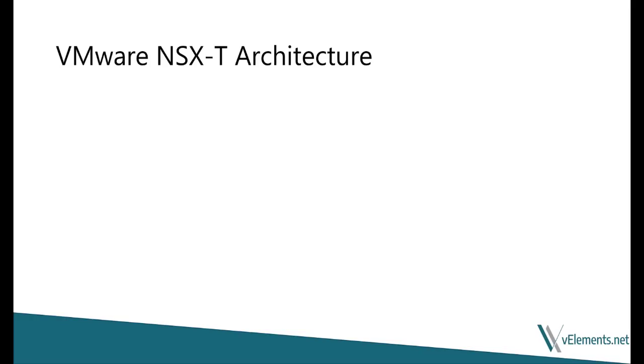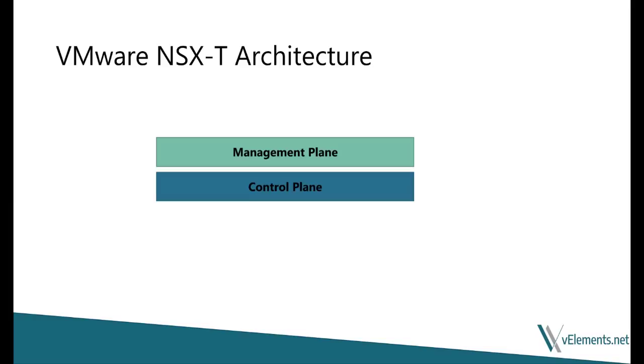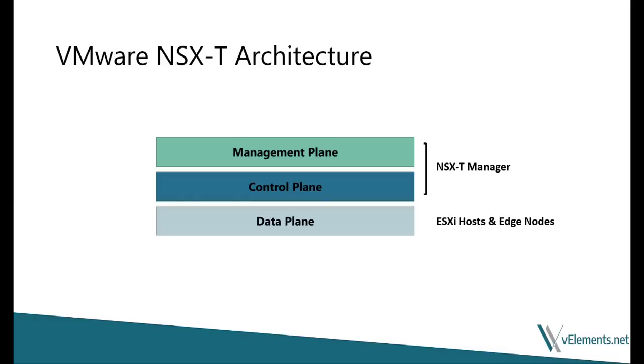Before jumping into the demo, let me explain some of the NSX-T basics. VMware NSX Architecture is comprised of three different planes: management plane, control plane, and data plane. NSX-T Manager is responsible for management and control plane. The data plane is located on ESXi host and edge nodes.